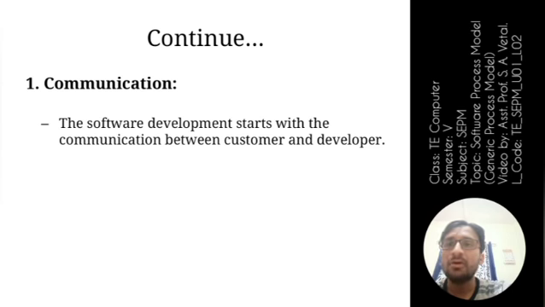The first activity that we have is communication. In this communication, the task that we are going to perform is a communication between customer and developer. What kind of communication will there be? If we want to develop any kind of software, we should be clear about the requirements of the customer. Unless and until we know what the customer wants, we cannot develop software for that customer. So in the communication phase, the task is communication between customer and developer. The purpose is to get the requirements from the customer.